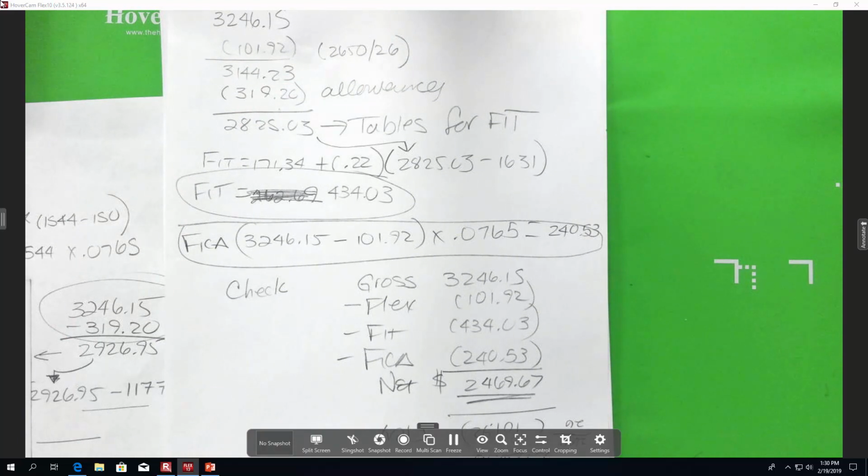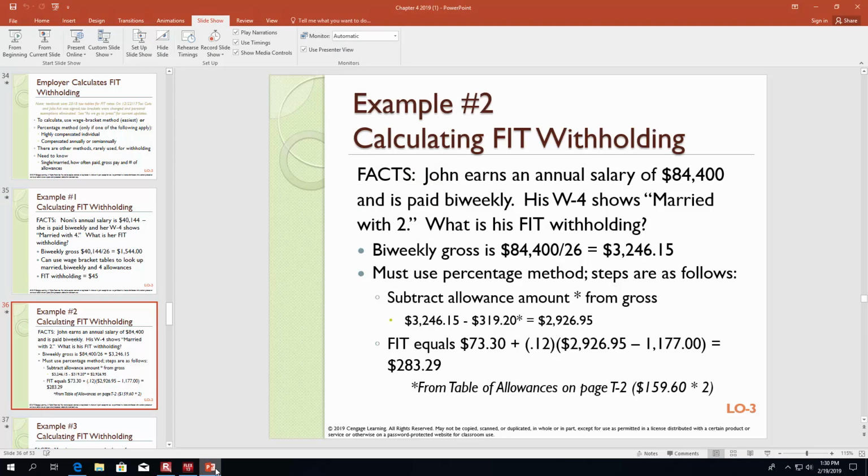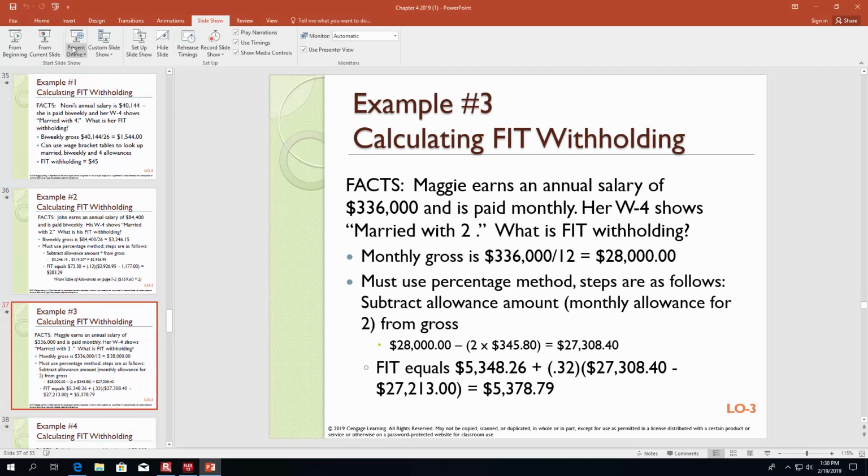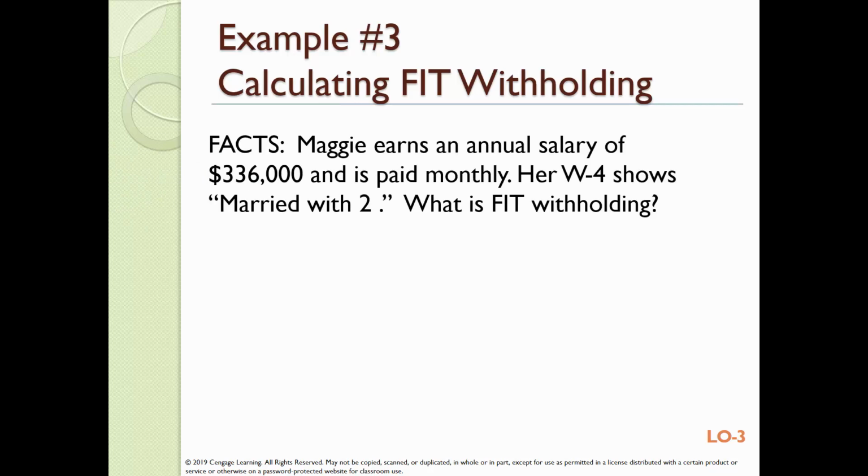Okay, and then it gets even more complicated if she has a flex and a 401k, because then some stuff you don't take any taxes on, and some is only tax deferred for FIT. Do you want to ask me questions or should we keep going? You okay? All right, let's try one more. Maggie is a pediatrician and she makes $336,000 a year. She's paid monthly and her W-4 shows married with 2. What is her FIT withholding?